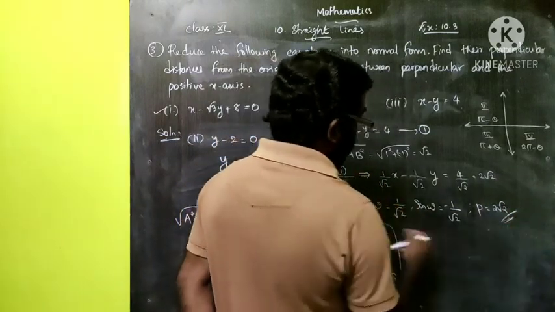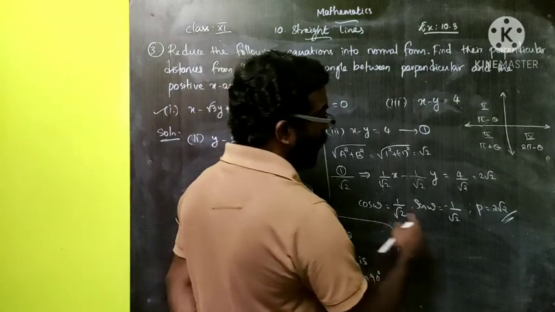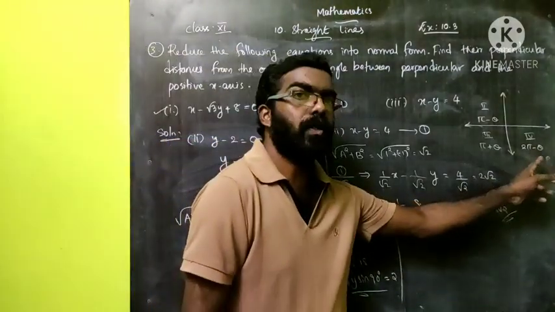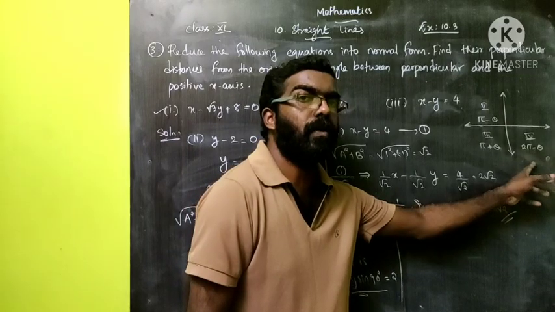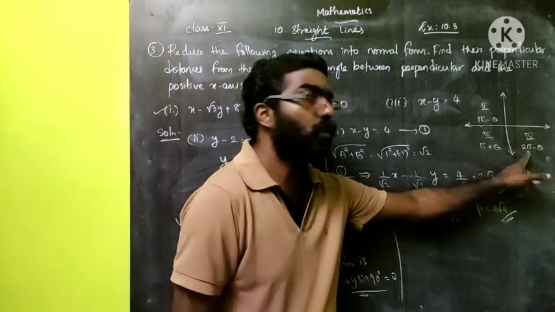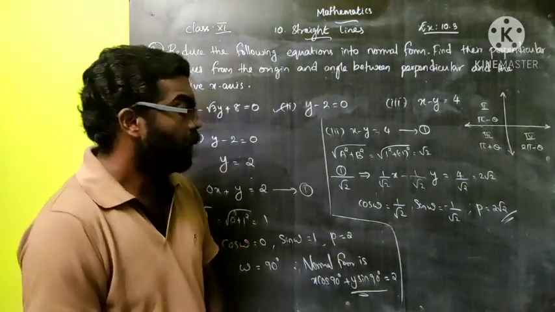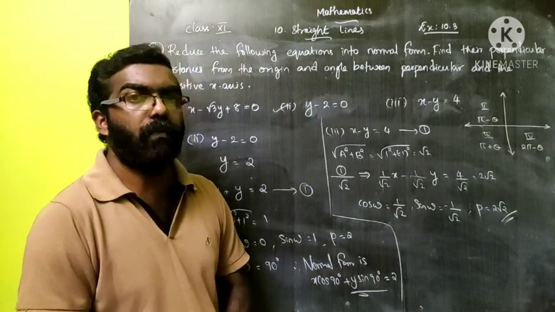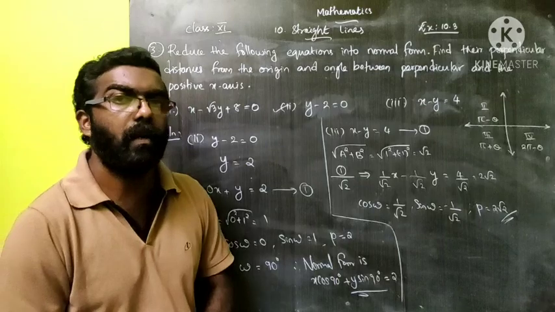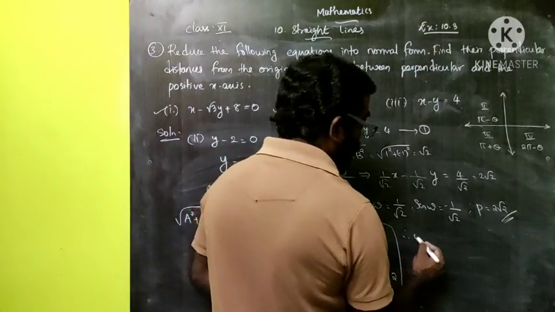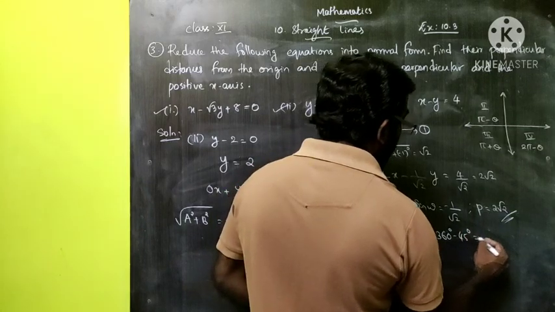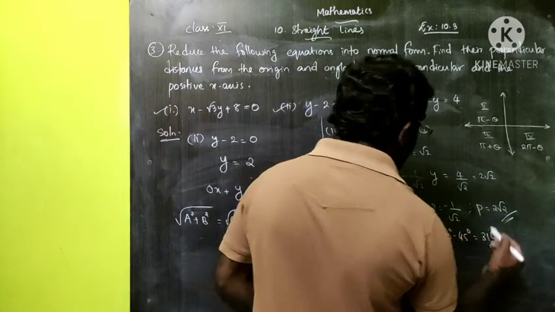Here cos omega is positive and sin omega is negative. We know cos theta is positive in the fourth quadrant and in the fourth quadrant sin theta is negative. And by our rule, we can write 2 pi minus theta. Here 1 by root 2 corresponds to 45 degree. So 2 pi minus theta means 360 minus 45 degree. Therefore omega is equal to 360 degree minus 45 degree, which gives 315 degree.